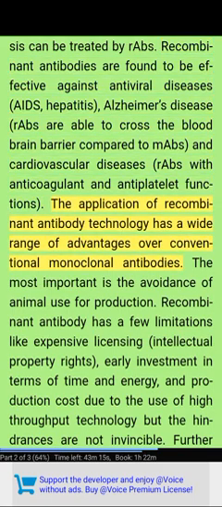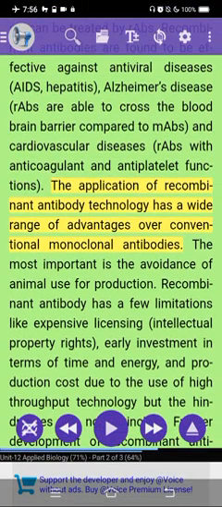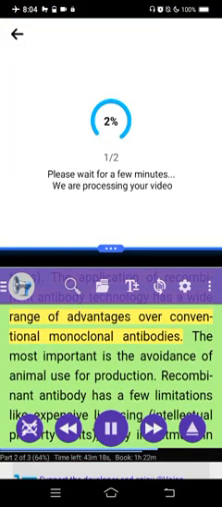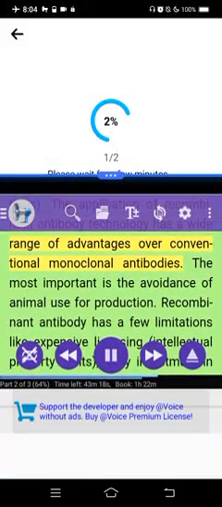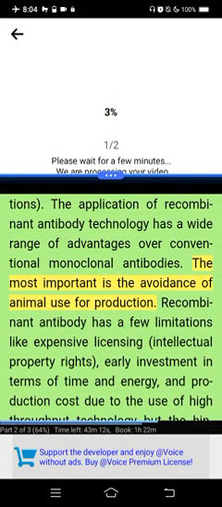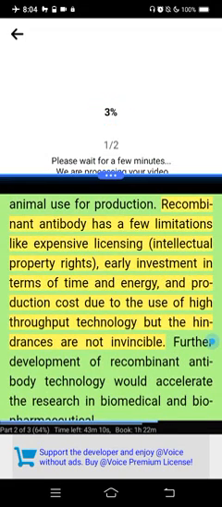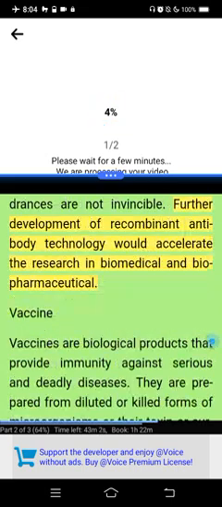The application of recombinant antibody technology has a wide range of advantages over conventional monoclonal antibodies. The most important is the avoidance of animal use for production. Recombinant antibody has a few limitations like expensive licensing, intellectual property rights, early investment in terms of time and energy, and production costs due to the use of high-throughput technology, but the hindrances are not invincible. Further development of recombinant antibody technology would accelerate research in biomedical and biopharmaceutical fields.